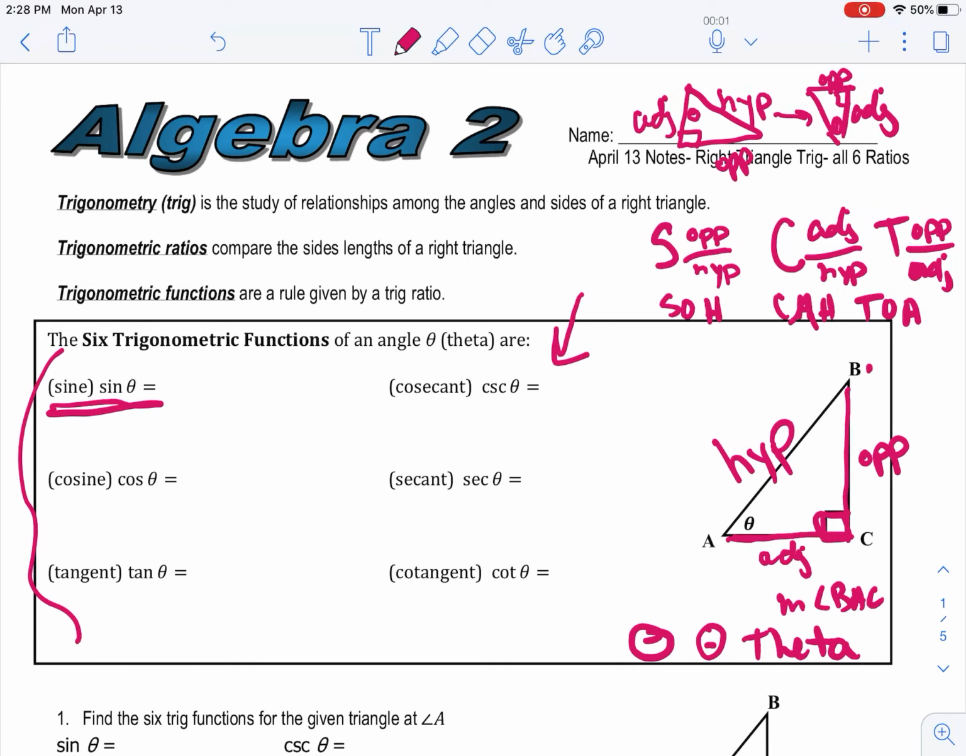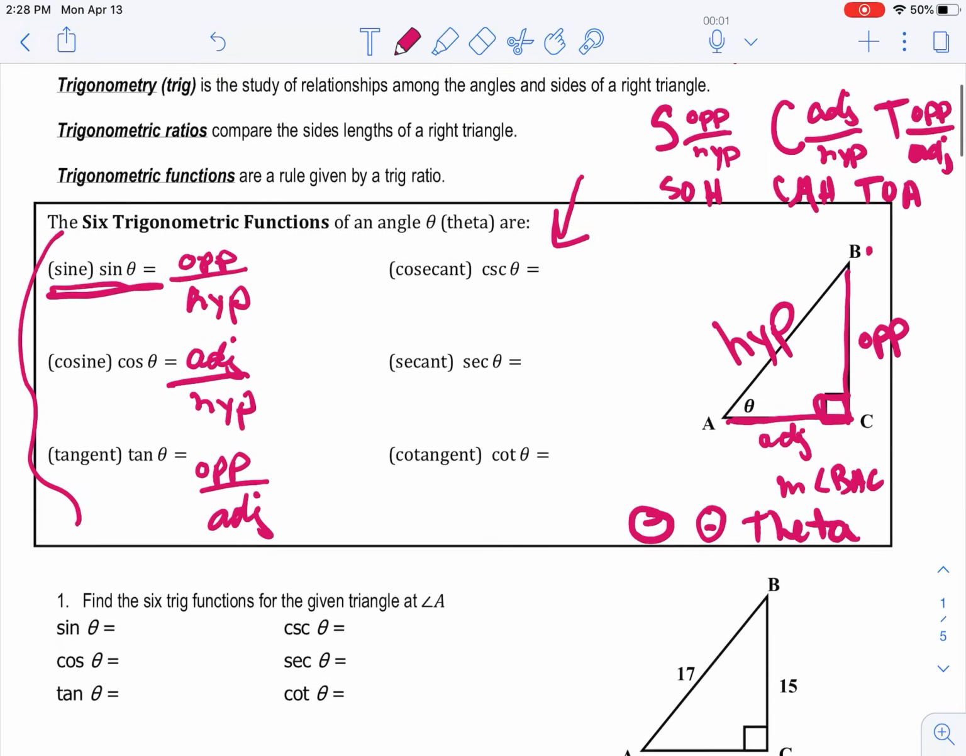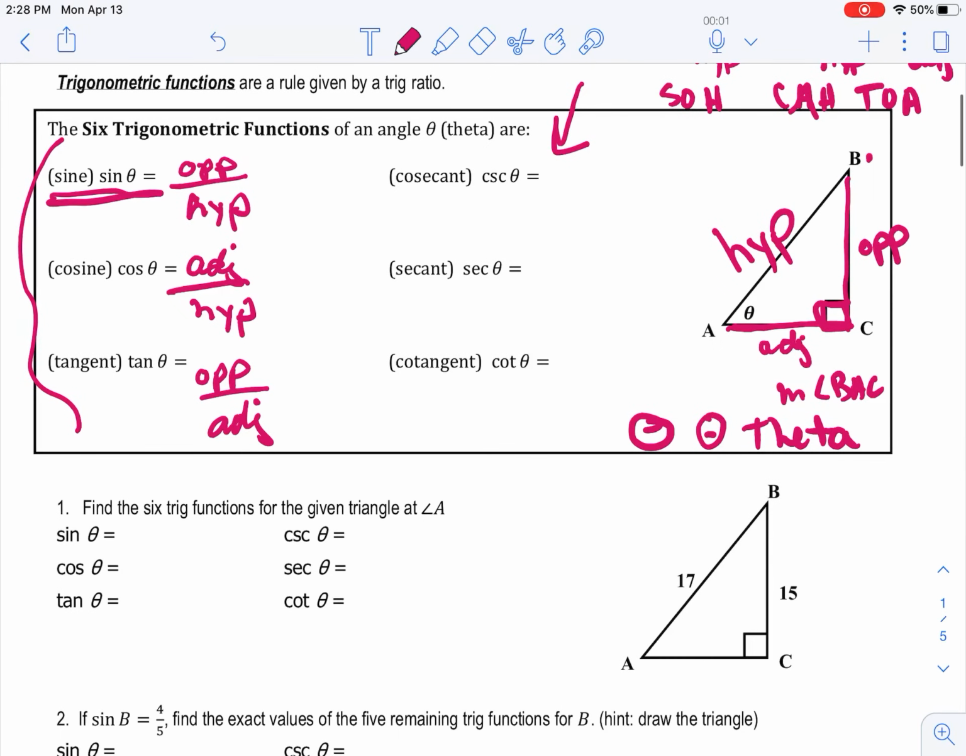Okay? All right, so again, sine is your opposite side over your hypotenuse. Your cosine is your adjacent over your hypotenuse. And your tangent is your opposite side over your adjacent side. Okay? So before we learn what those other funky words are, let's look at one triangle.